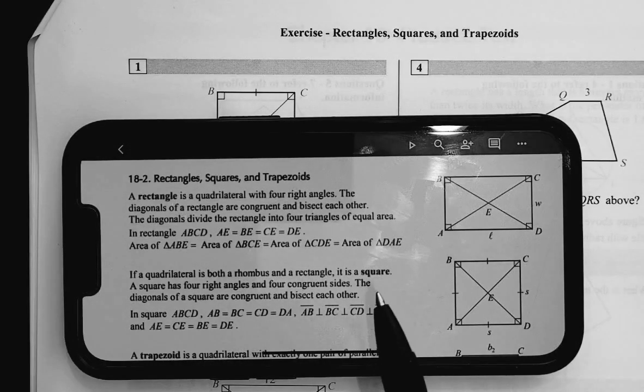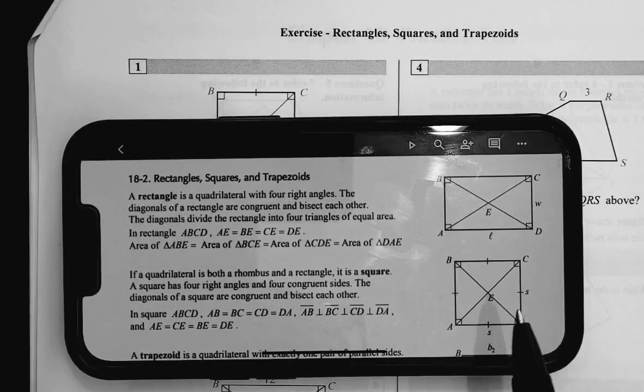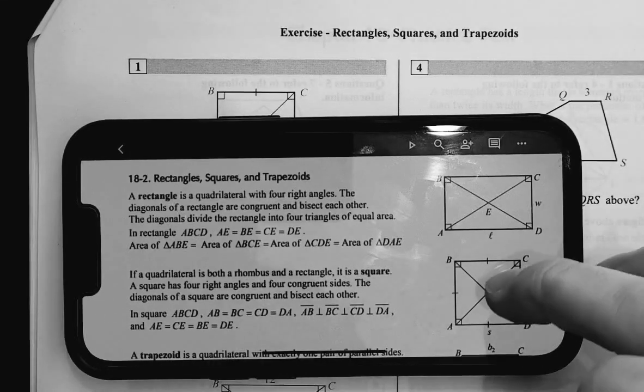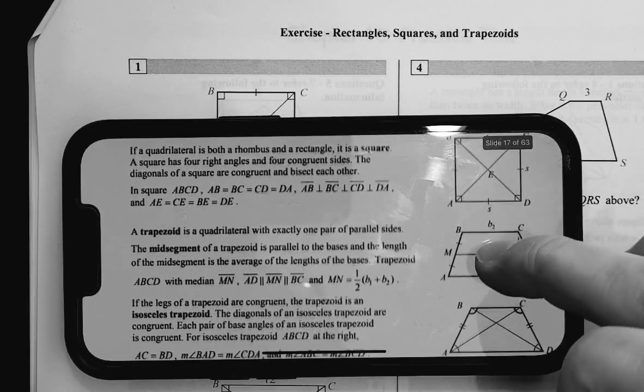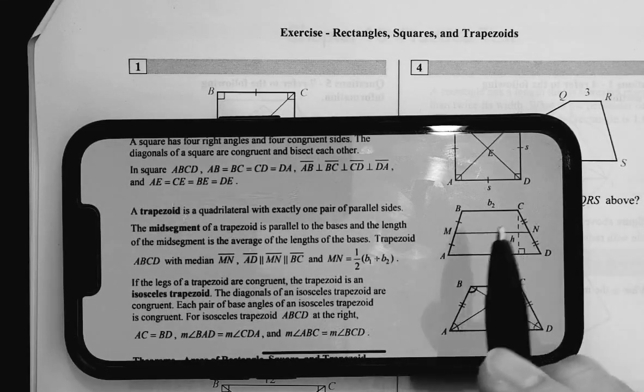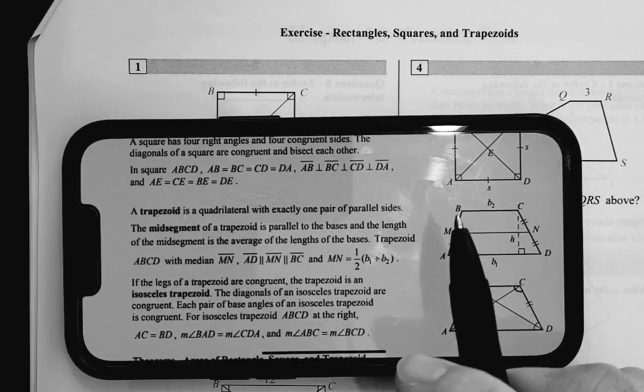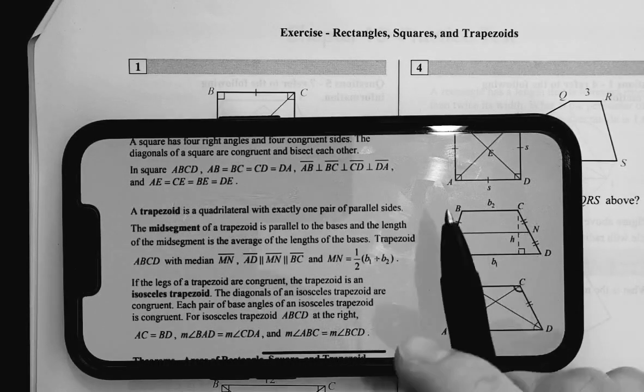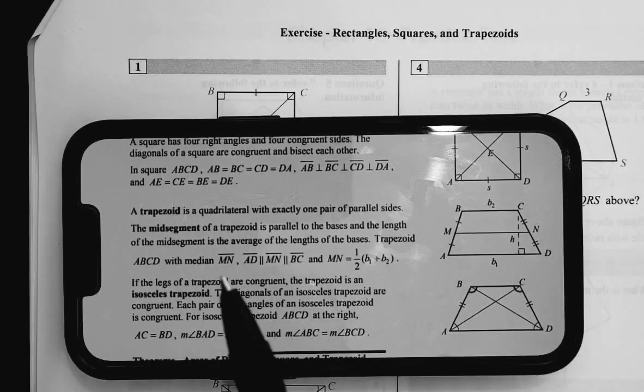Now, square, I was saying, is both a rectangle and a rhombus. The sides are all congruent, and the angles are all congruent, okay? And then all the other properties for rectangles and rhombuses and parallelograms hold on squares. A trapezoid only has one pair of parallel sides. So like this one, the top and the bottom are parallel. These two clearly are not parallel, right?